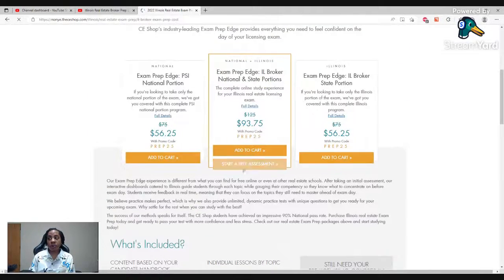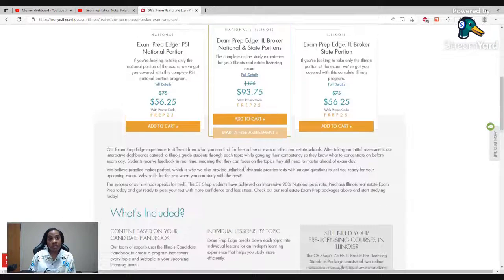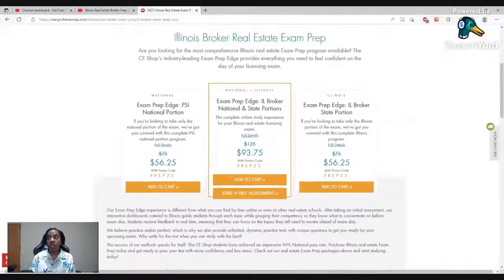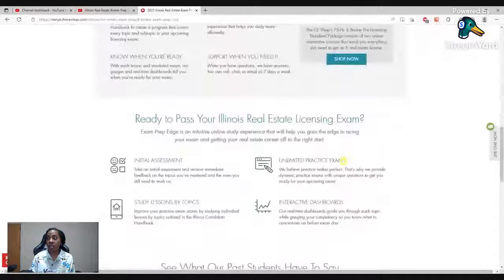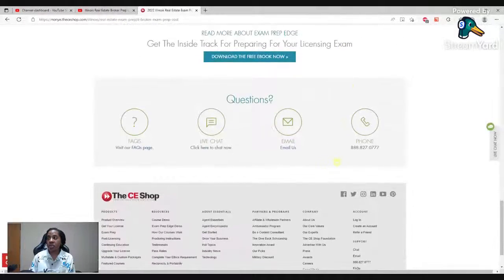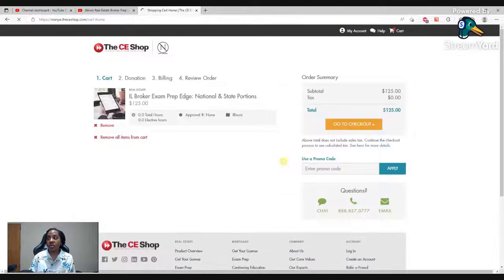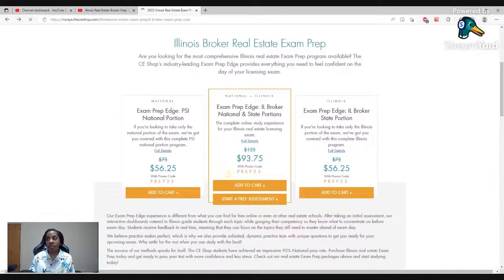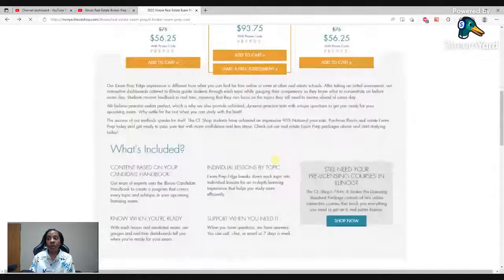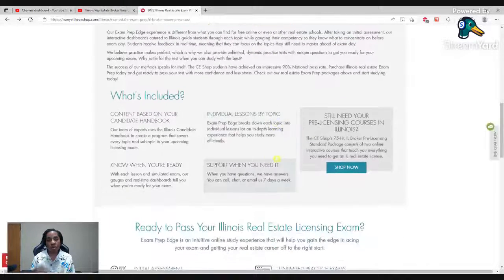This is their exam prep. You could do a free assessment just to see where you are and see if it's something that you want to get into. They also have a free trial. I did see something about a free trial, so if you add this to your cart, I think there's a free trial somewhere. You could test it out for yourself and see if it would work for you. The price is comparable, and like I said, they have that pass guarantee where they're doing their best to make sure that you're going to pass the exam.